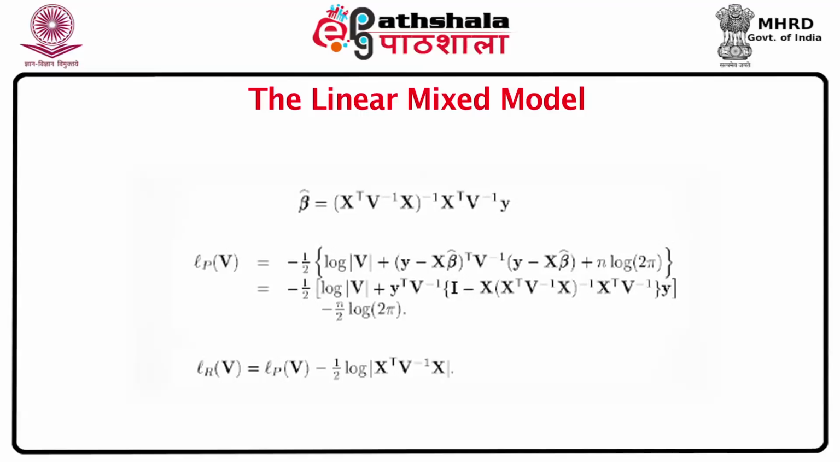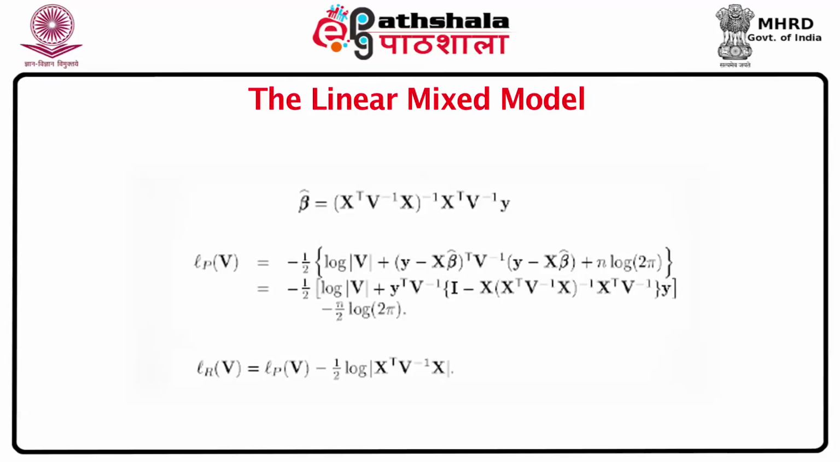It turns out that the estimate of beta has a closed form expression and looks very much like the GLS estimator. So beta hat is equal to (X'V^-1 X)^-1 X'V^-1 y. This assumes that the estimate of V is known. In practice, V is unknown and beta and V must be estimated iteratively. So to estimate the variance parameters in V, we can write the profile likelihood of V, which results in the expression given on the second and subsequent few lines on this slide.